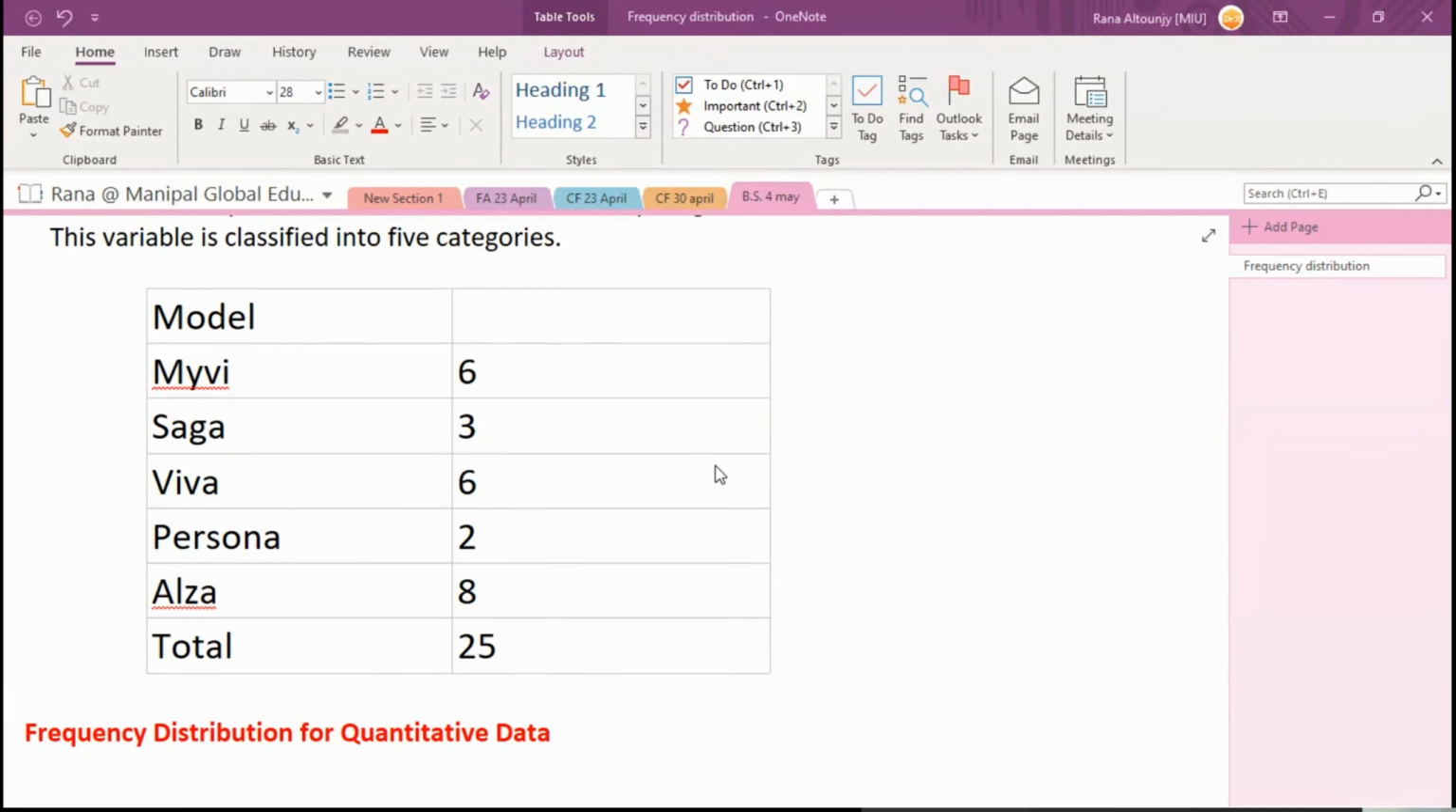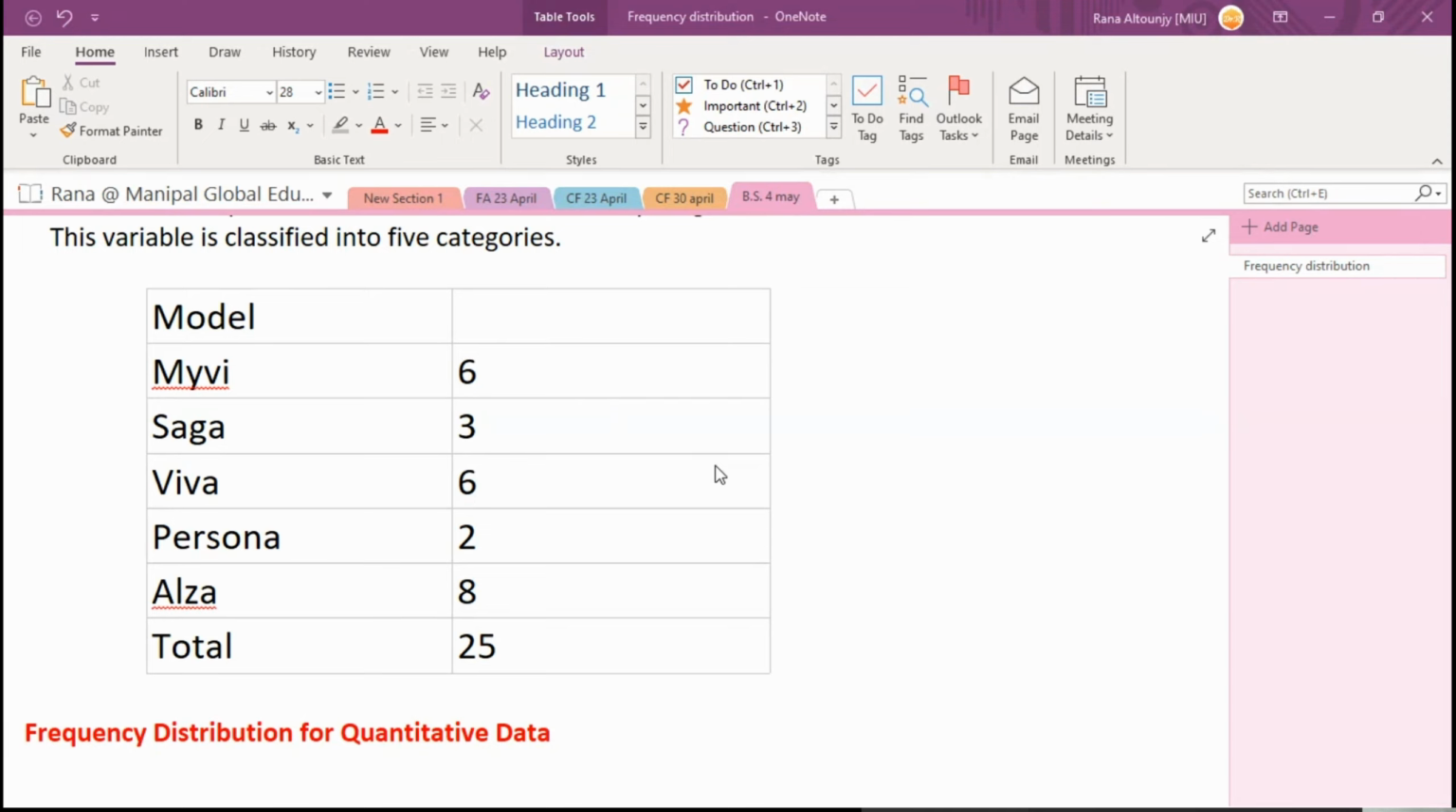And this one is qualitative because I like or dislike is qualitative data, cannot be measured by number. I cannot say I love Kit Kat 4 and I love Tum Tum 6. No, it doesn't work like this. This one is qualitative data. And this is how we calculate the frequency distribution for qualitative data.